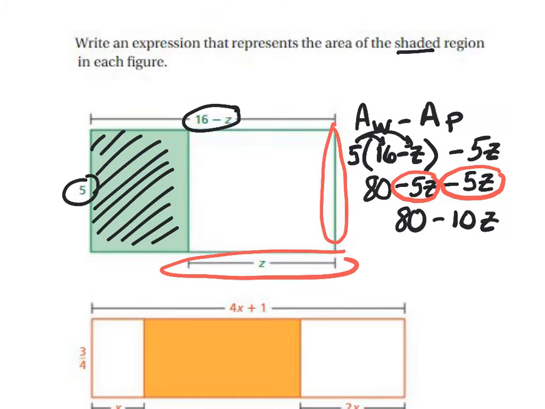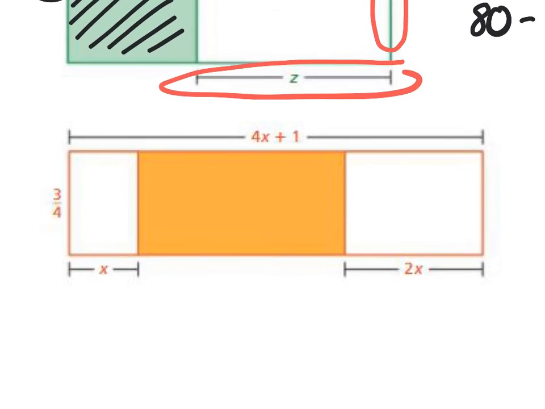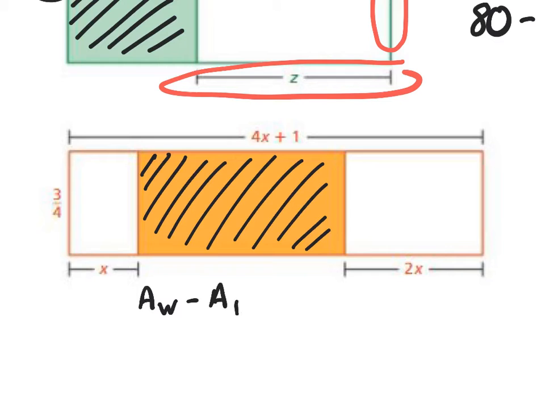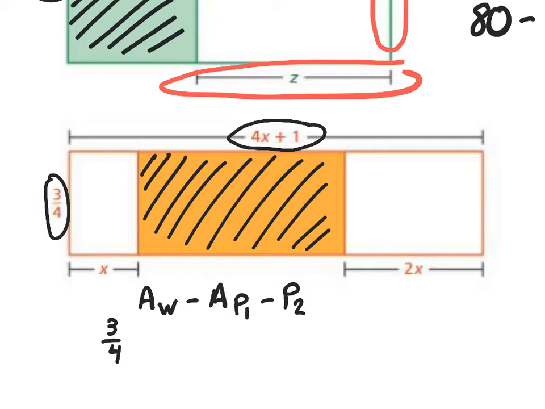Let's look at the second one. So we have this, and I'll remind you the shaded region is right here. So this time we're going to have to take away 2 parts to get that area of the shaded region. So we're going to say the area of the whole minus the area of part 1 minus the area of part 2. Just to remind me. So the area of the whole is this whole length 4x plus 1 and the width 3/4 x. So 3/4 times 4x plus 1.